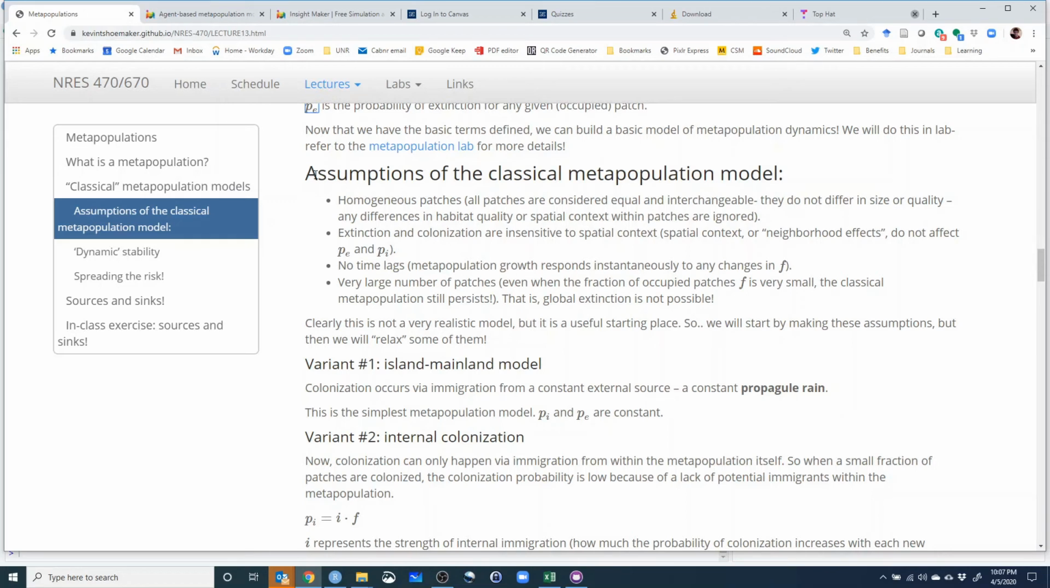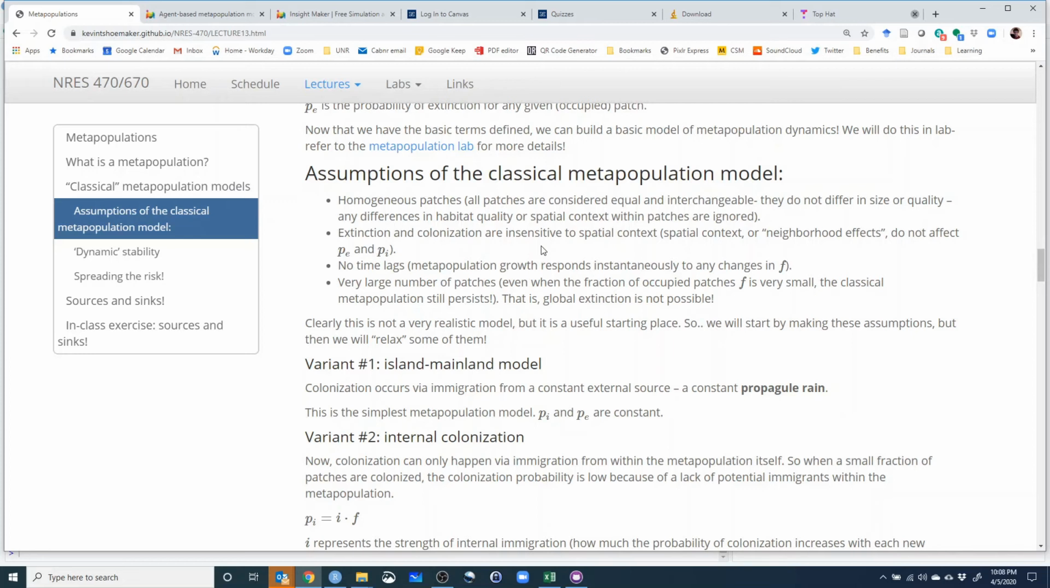The basic assumption of all of these classical metapopulation models is, number one, homogeneous patches. All patches are the same, essentially. Interchangeable. Patch A, patch B, patch C, patch Z in the landscape, they're all interchangeable. They're equal. There's no differences in habitat or anything like that. Extinction and colonization are insensitive to spatial context. So we say in one sense that these models are spatial, but in the other sense, the patches are interchangeable.